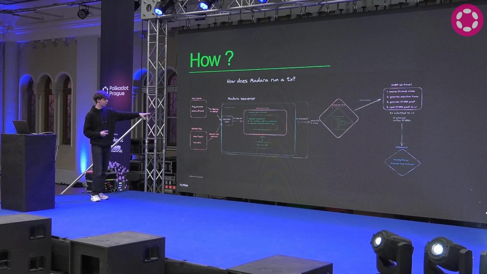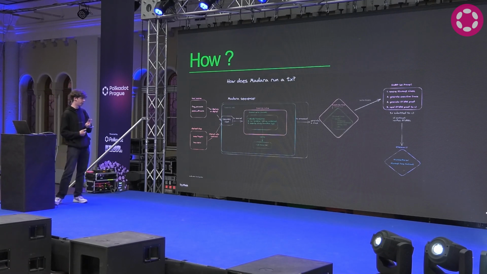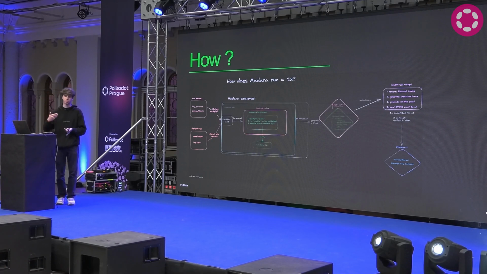Then you have the Substrate runtime, and we only have one pallet implemented. And the goal of this pallet is to do three things. The first thing is decoding the transaction. So we receive a transaction from the RPC. We have to decode it to a format the VM can understand. Then we run a validate function.